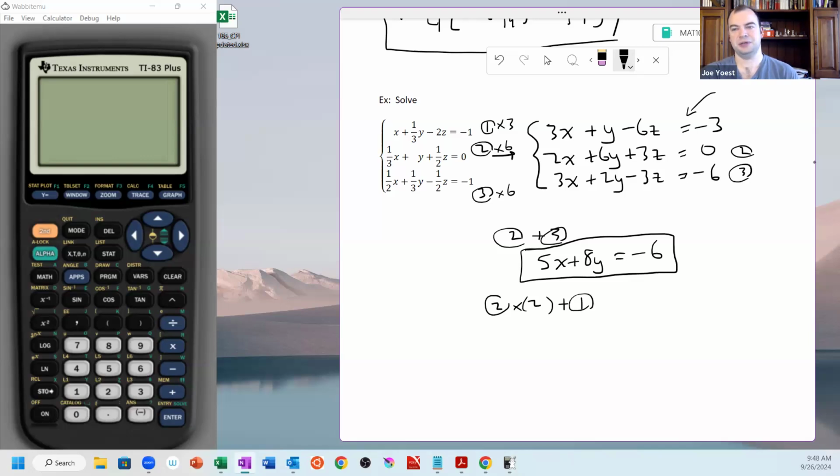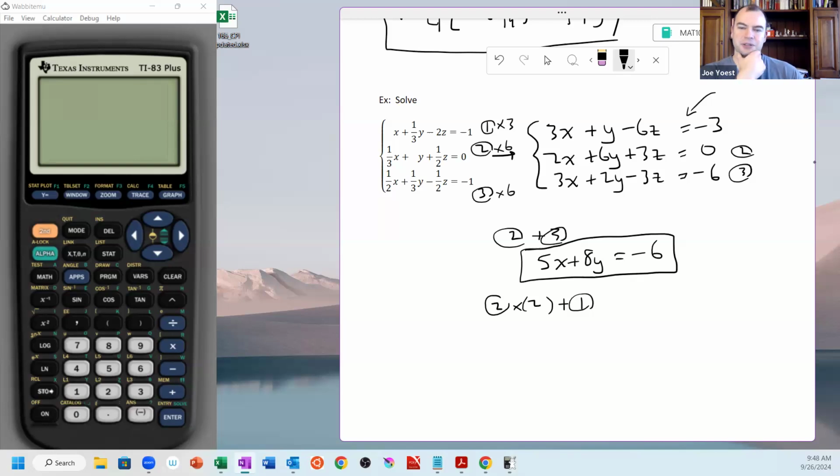That's a minus 6z. As a side note, I could have pretty easily eliminated the y's instead. It would have been a little bit more work, but not much. The x's would have been kind of annoying to eliminate because the 2 and 3 don't really work together very well. I'd have to multiply one of them by 3 and the other one by -2, and that's a lot of multiplication to do.